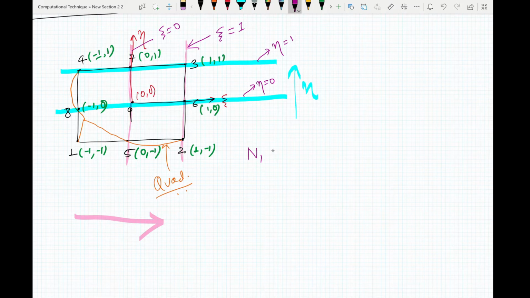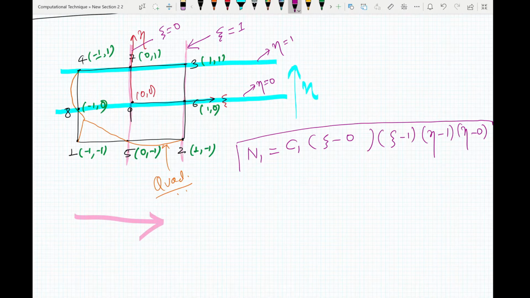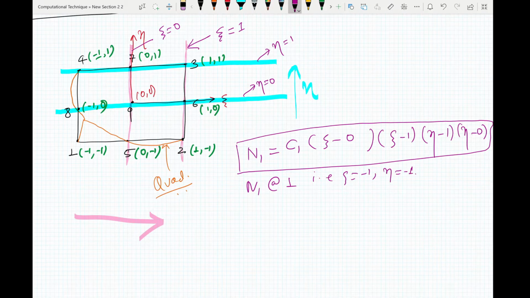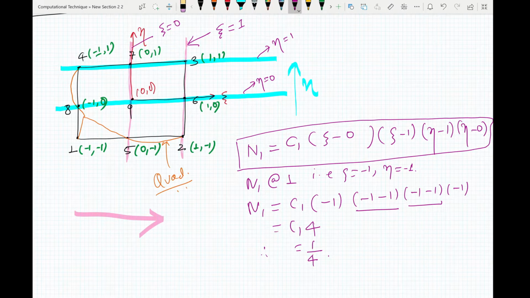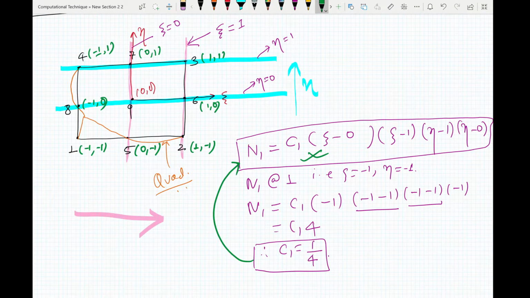So N1 will look something like this: C1 times xi minus 0, and then xi minus 1, and then eta minus 1, and then eta minus 0. This is your N1, and N1 at node 1, that is xi equals minus 1, eta equals minus 1. When you substitute this, we get C1 equals 1 by 4, and then you can substitute this 1 by 4 here to get your shape function for N1.